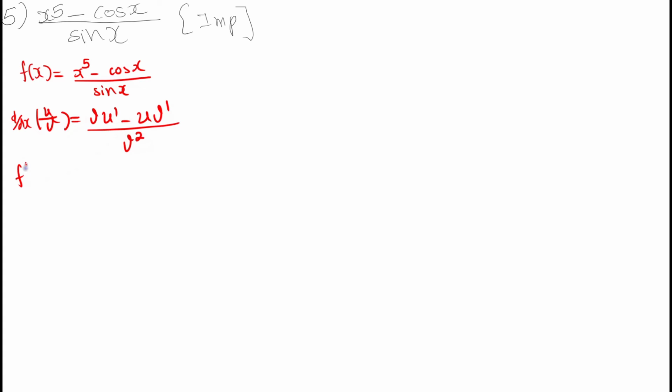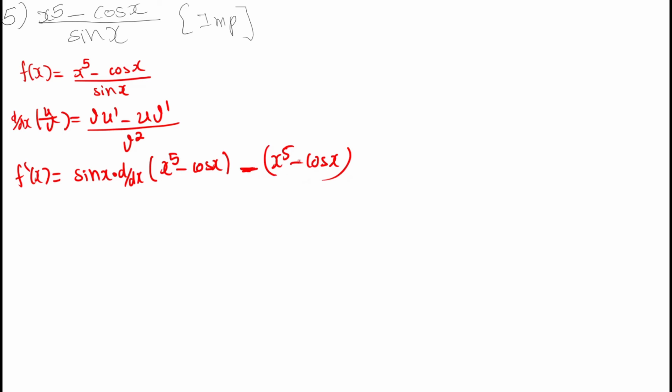So substitute: f dash of x is equal to v, that is sin x, the denominator, into derivative of the numerator x to the power 5 minus cos x. Okay, then minus, by the formula u is x to the power 5 minus cos x, use the brackets, whole minus is there, right? So minus of x to the power 5 minus cos x into d by dx of the denominator, sin x, divided by denominator square, that is sin x whole square.